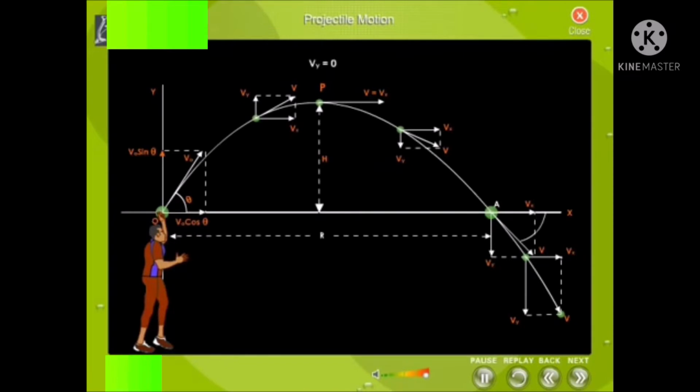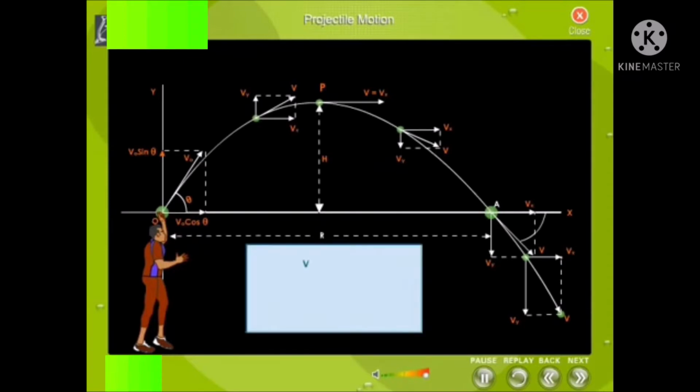At this point, the velocity is only along the horizontal direction. With further increase in time, the vertical component of velocity gradually increases in the downward direction till the particle strikes the ground.